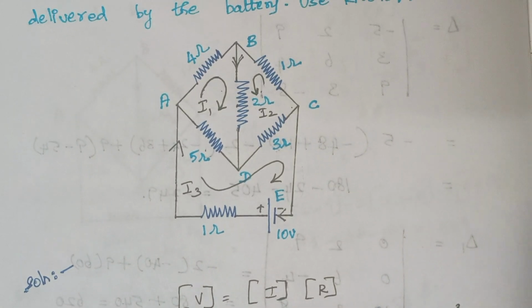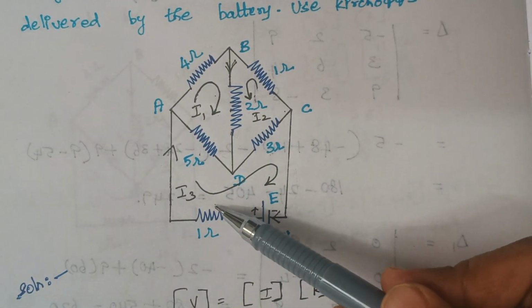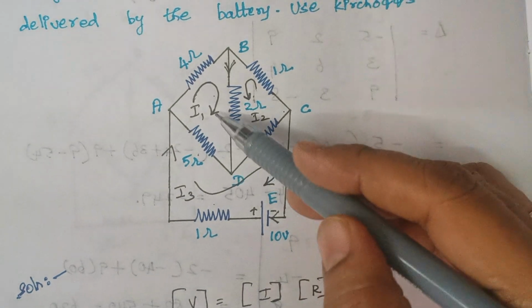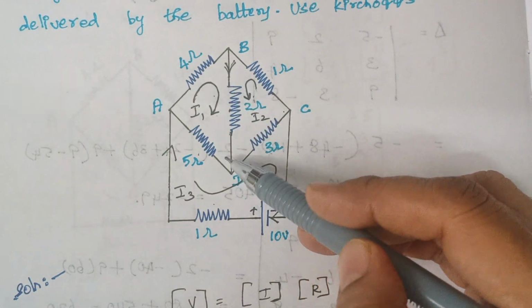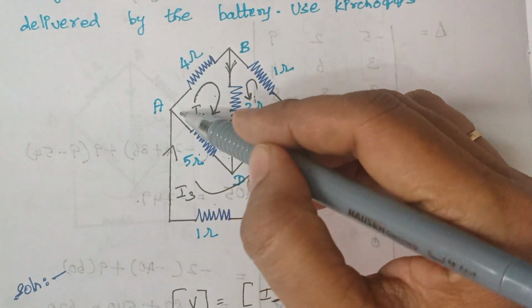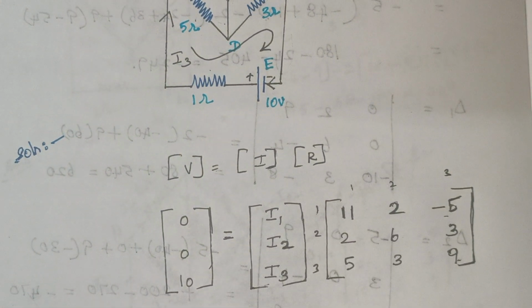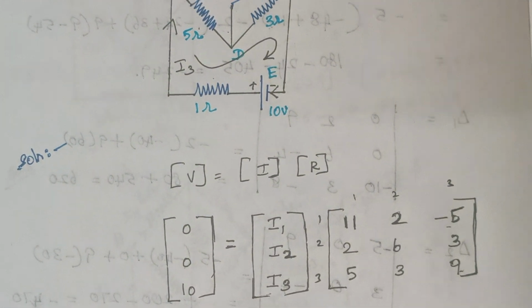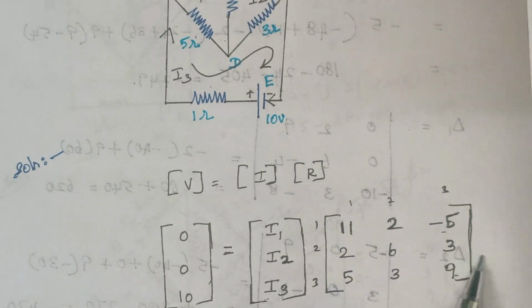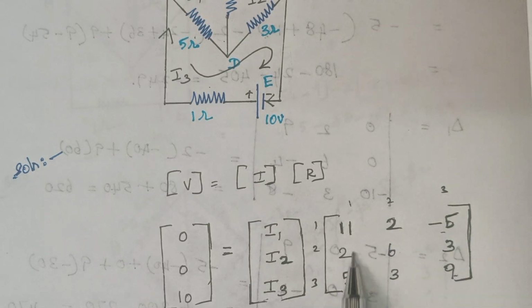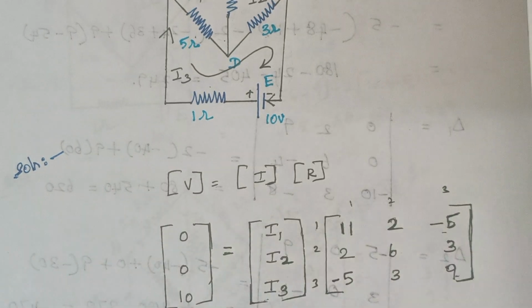5 ohm is common for loop 1 and loop 3. Since the directions of current flowing through the 5 ohm, that is I1 and I3, are opposite, I1 flows like this, whereas I3 flows the opposite way. Therefore, here a minus 5 is written. Now we have finished this part. Again, the same value holds here, 2 here and minus 5.